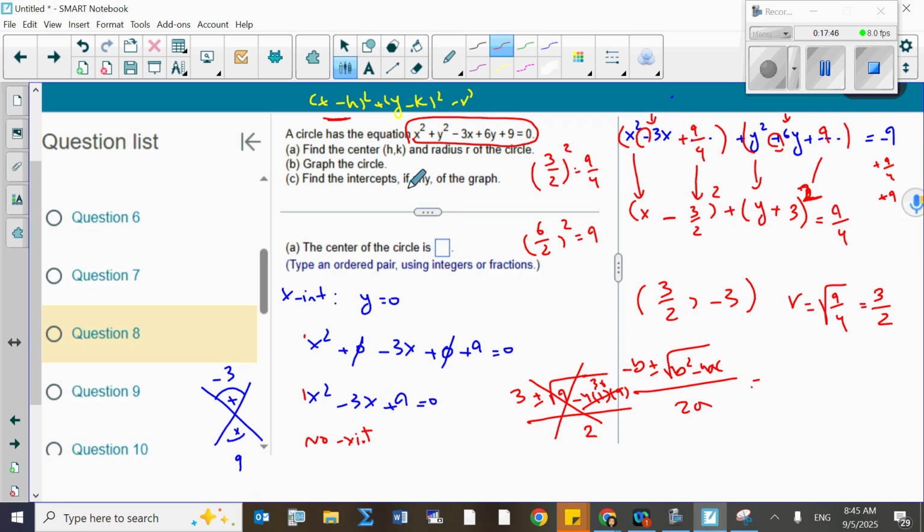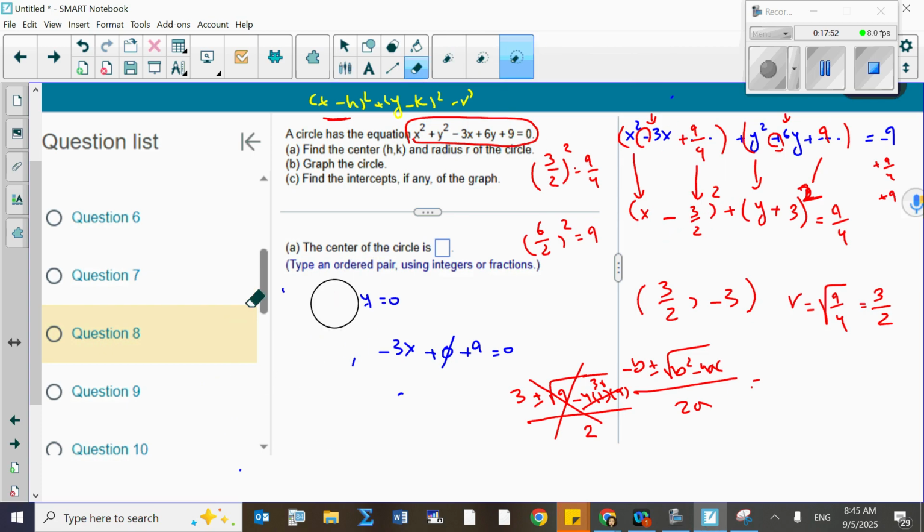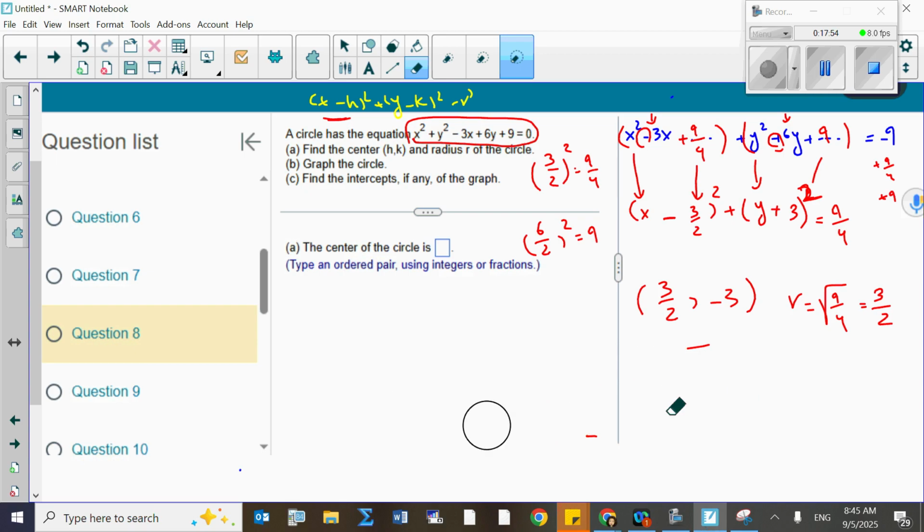Now, I'm going to find the y-intercept. This time, I'm going to use this formula. So let me erase this. I want you to see both ways. You may use both of them, and either of them is right.